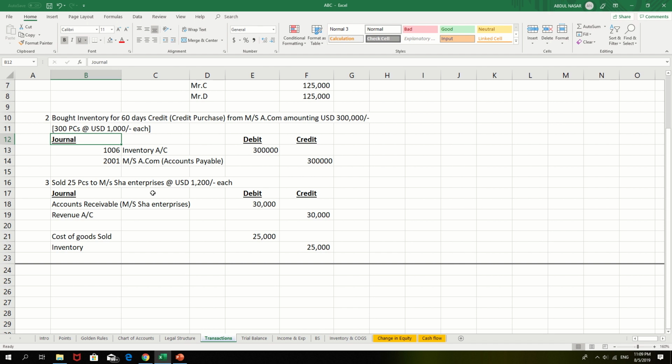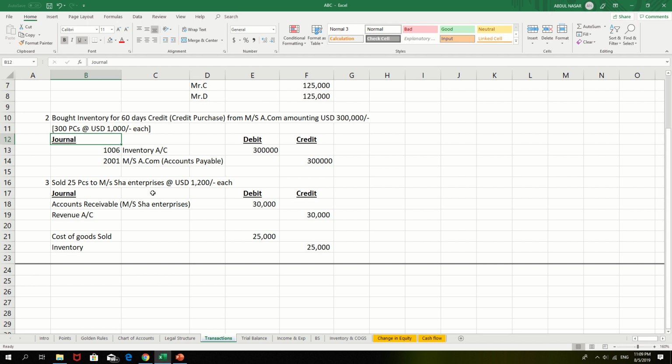So what will happen now? These PCs are not for our own use or for employees' use. They will be for selling purpose. So it is our stock, it is our inventory.